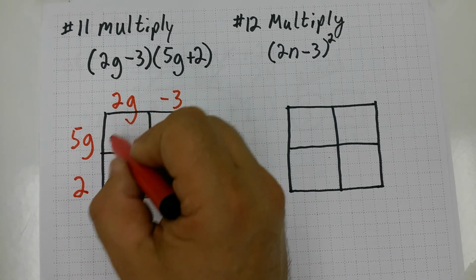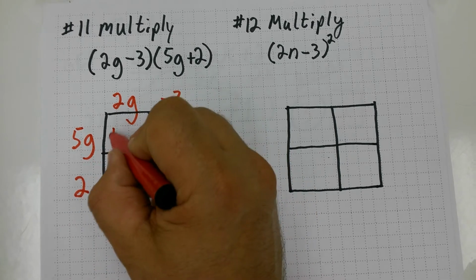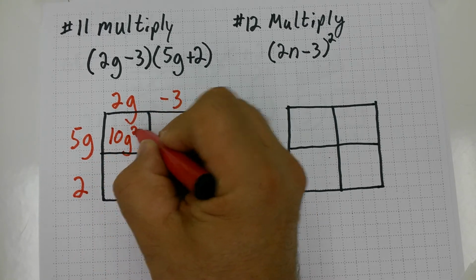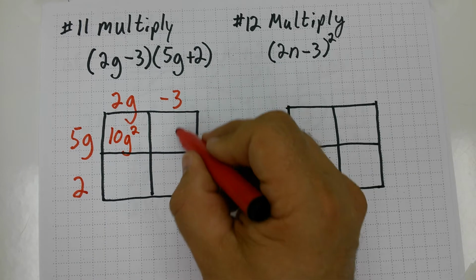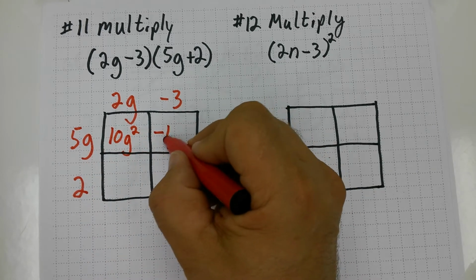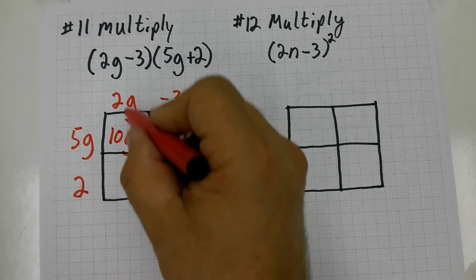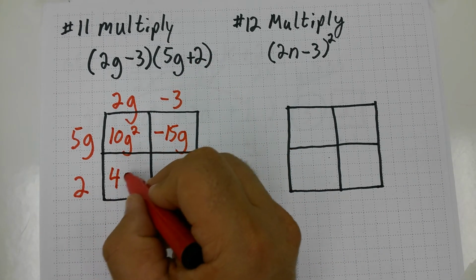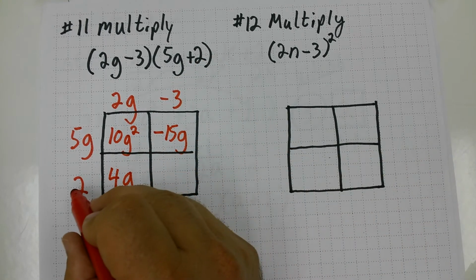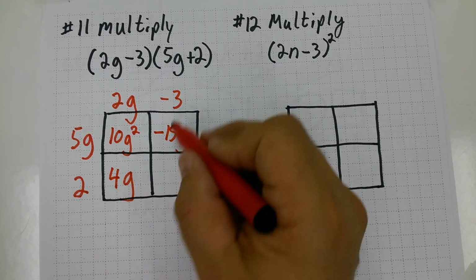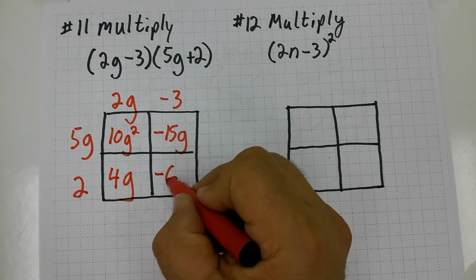So 5g times 2g, that's going to give me 10g squared. 5g times negative 3 gives me negative 15g. 2 times 2g is going to give me 4g. And 2 times negative 3 gives me negative 6.